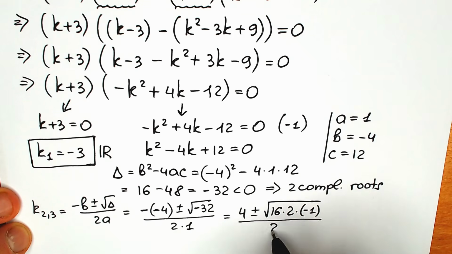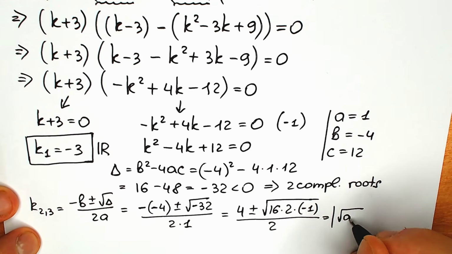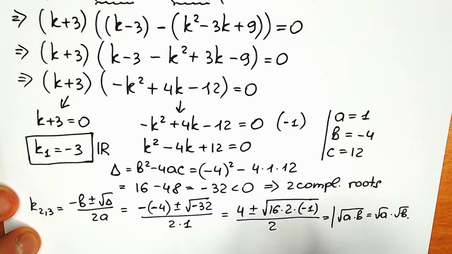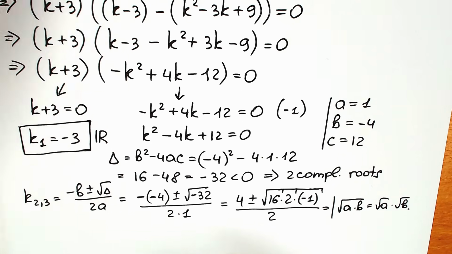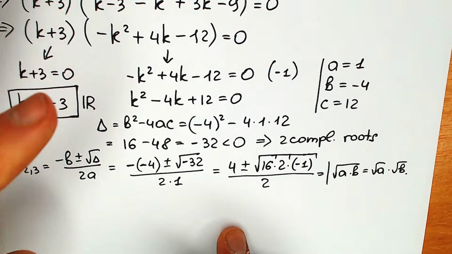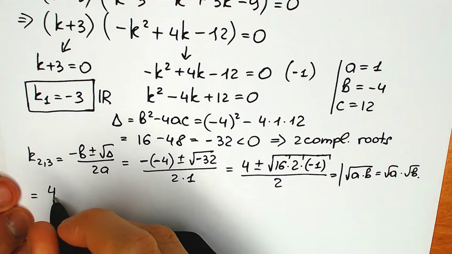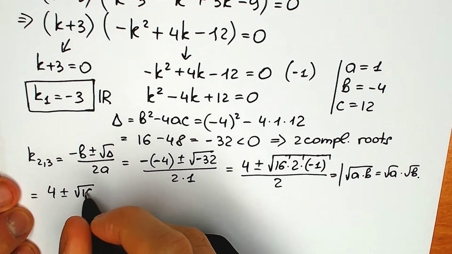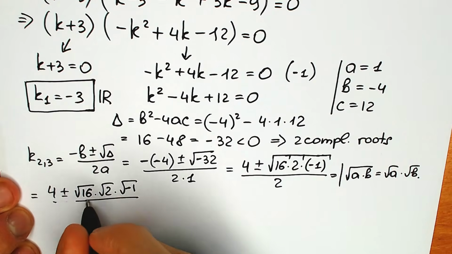But in this case, there's one really interesting and great property, because when you have square root of a times b, you can write it as square root of a times square root of b. And that's why we can split it like square root of 16 times square root of 2 and times square root of minus 1. Okay, so let's continue. It's a great position, so let's continue. We have 4 plus minus square root of 16 times square root of 2 and times square root of minus 1. All over we have 2.